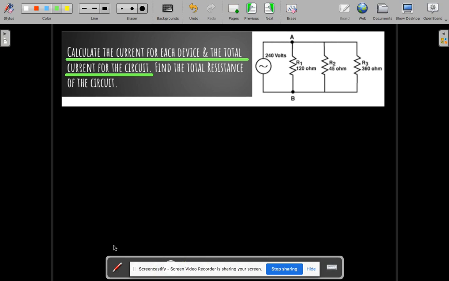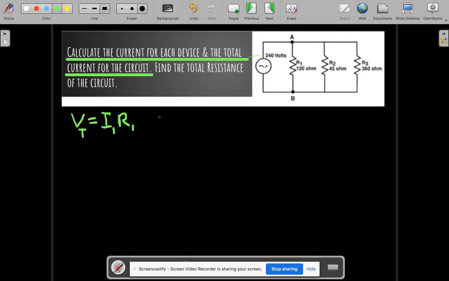We're going to say V equals I times R. Now, for each of these, since it's a parallel circuit, the voltage that we're going to use is the total voltage, VT. And we're looking for the current that's going through the first branch, and we're going to use R1.